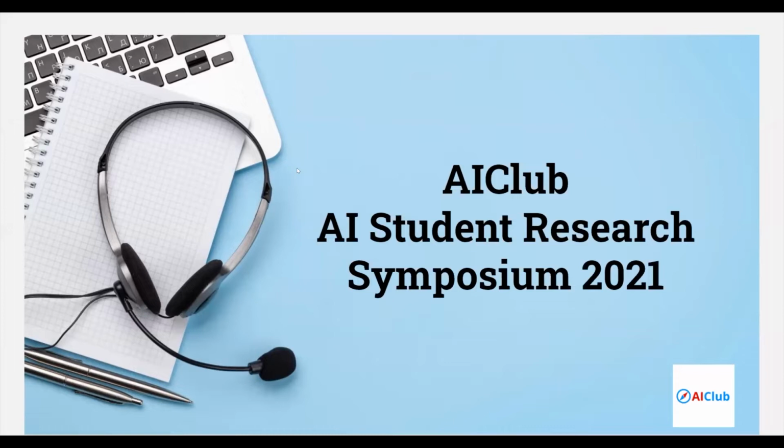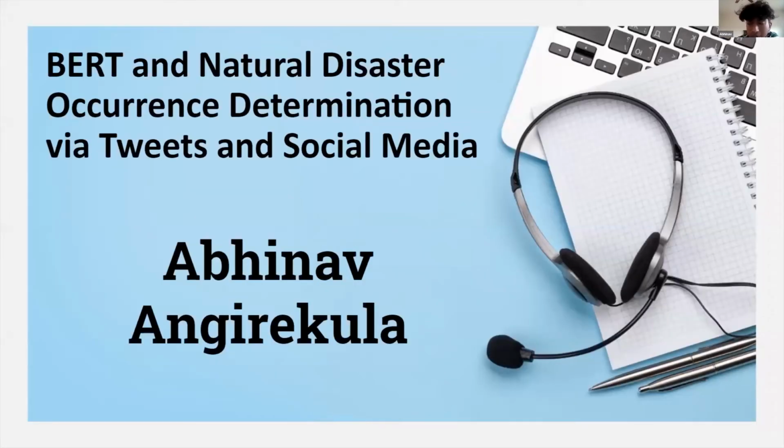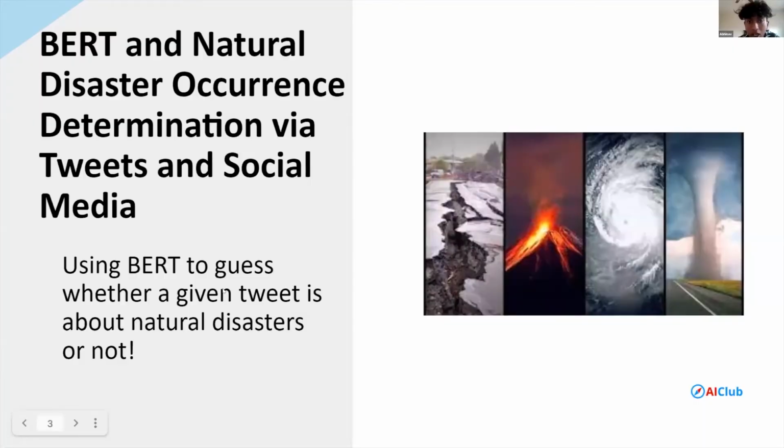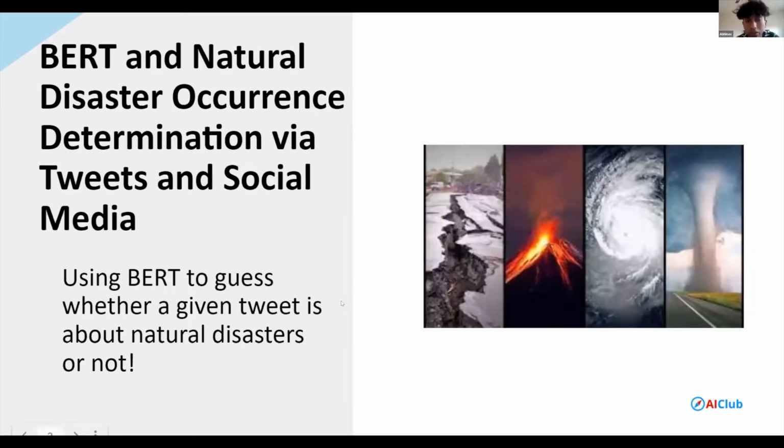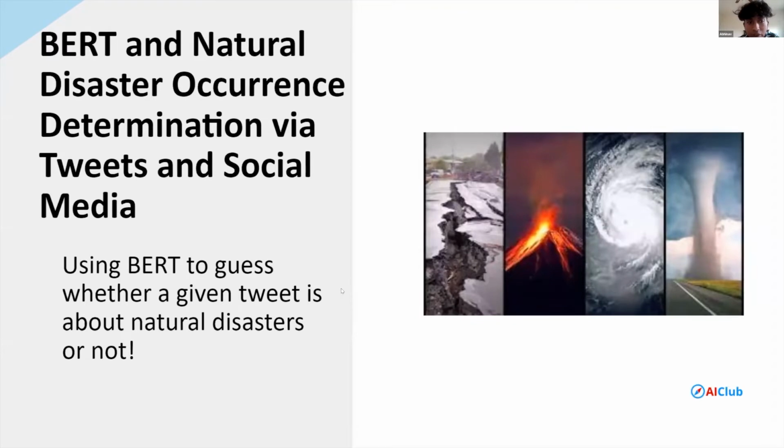So my name's Abhinav, and the project I did was utilizing BERT for reading tweets, and from these tweets, determining whether the tweet's subject matter was related to natural disasters or not. The reason for this was pretty simple, because natural disasters are incredibly devastating.